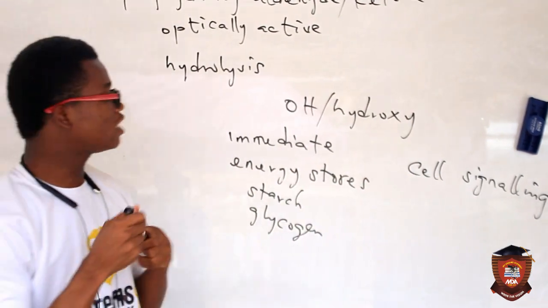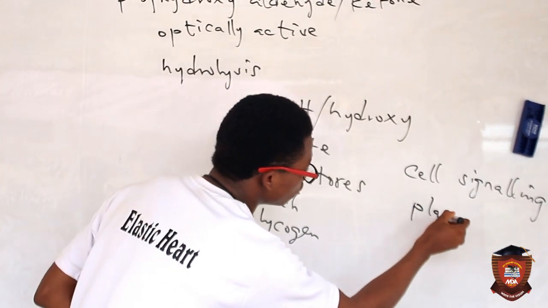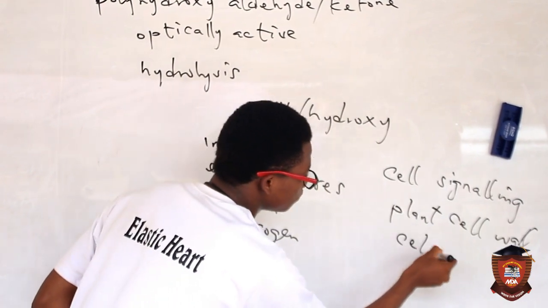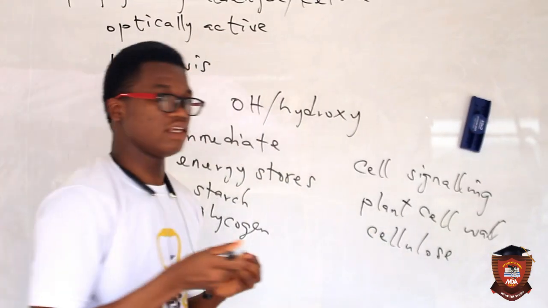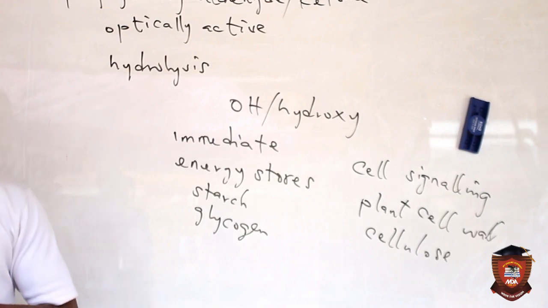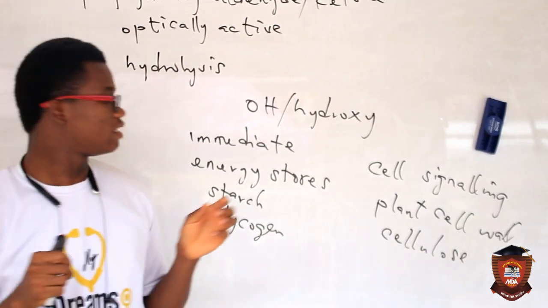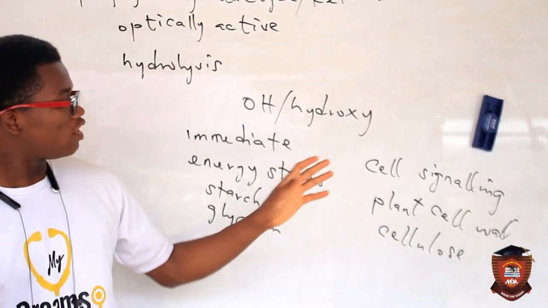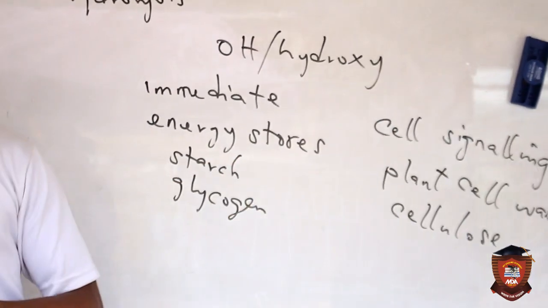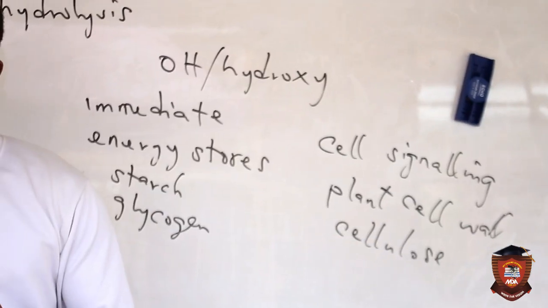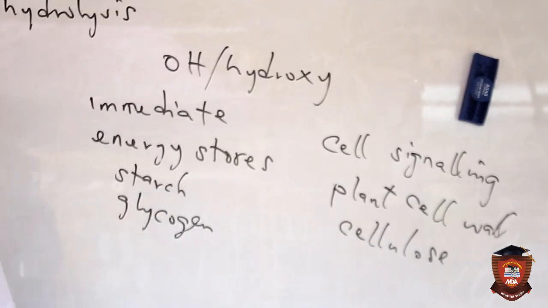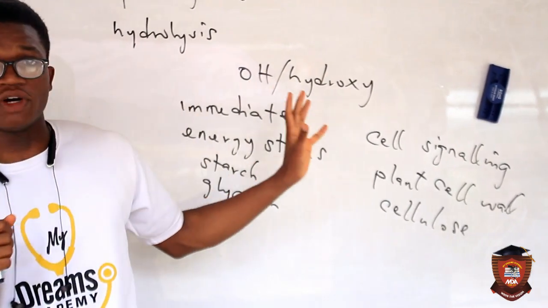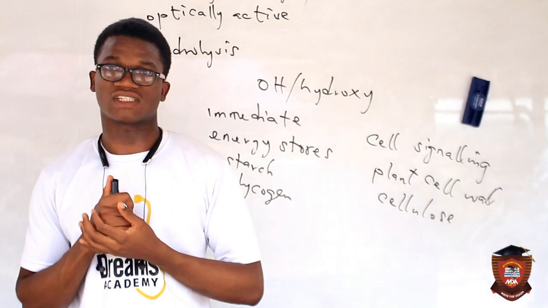Now, in plants, carbohydrates form the bulk of the plant cell wall, which is called cellulose. Cellulose is a component of the plant cell wall, and it is made up of carbohydrates, and it is the most abundant organic compound on earth. So if cellulose, which is a carbohydrate, is the most abundant organic molecule on earth, that means that carbohydrates are the most abundant organic molecules on earth. But we are not going to dwell on the functions. We are going to look at other things about carbohydrates.